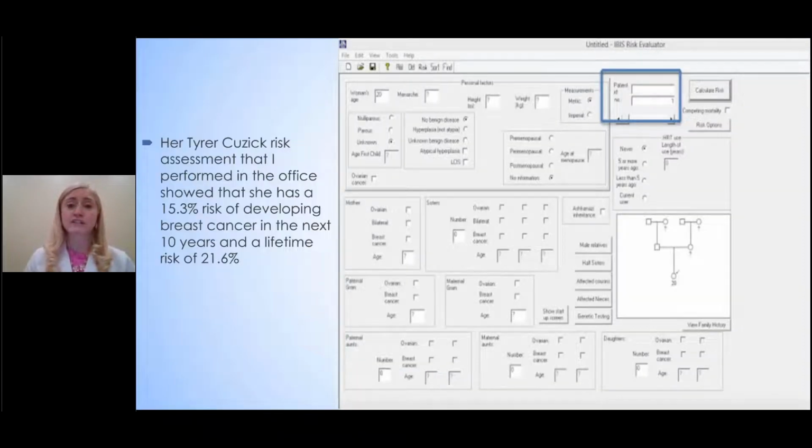So for these patients, I always perform a Tyrer-Cuzick risk assessment, and it's just an example there on the screen to show kind of things that this assessment will take into account. This patient showed that she had a 15.3% risk of developing breast cancer in the next 10 years, and her lifetime risk was 21.6%. So the 15.3% risk at 10 years is a pretty significant number.